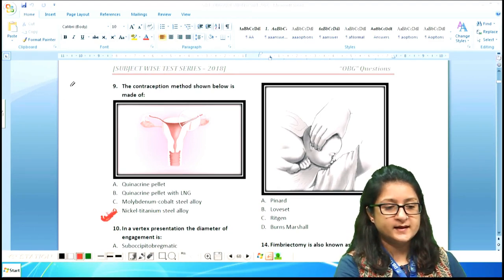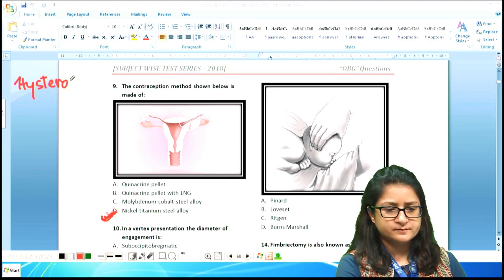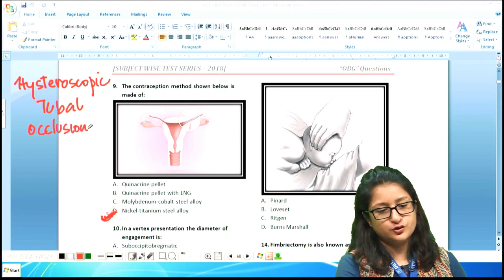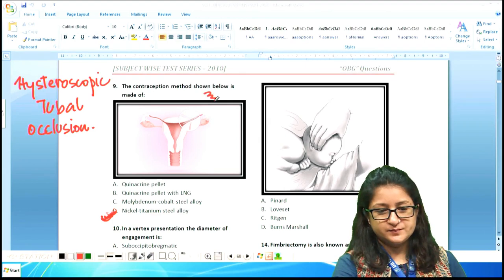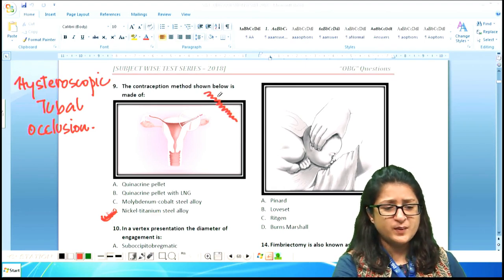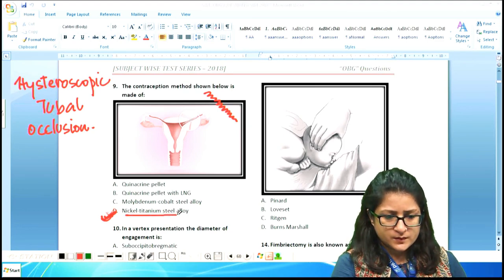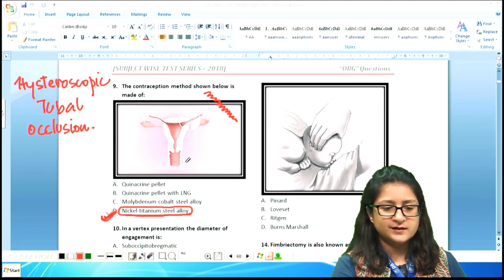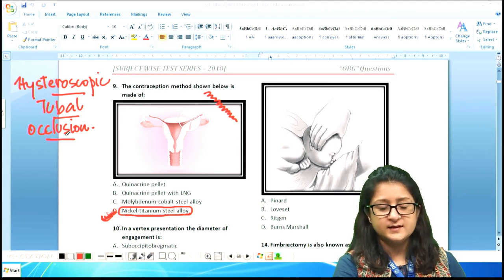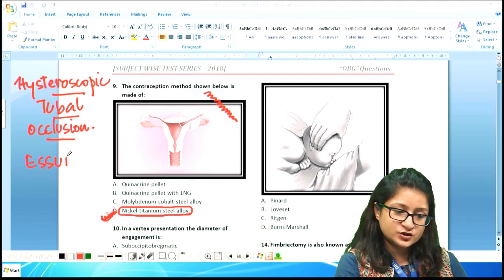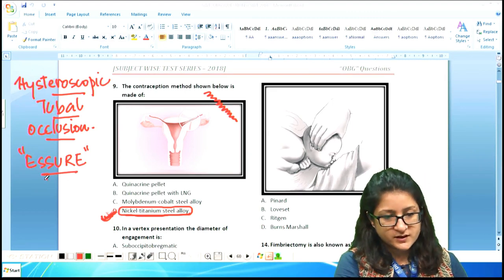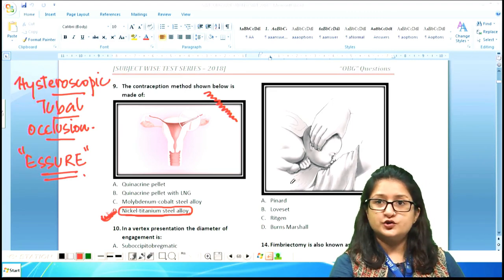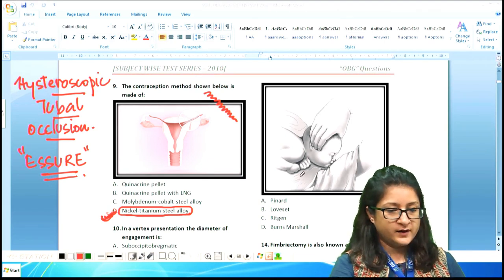This method is basically hysteroscopic tubal occlusion. Hysteroscopically, spirally curved rods are inserted into the tubal ostia under hysteroscopic guidance, and this method is also called Assure. This is a contraception method for hysteroscopic tubal occlusion, which is shown in this figure. All right, moving on to the next question.